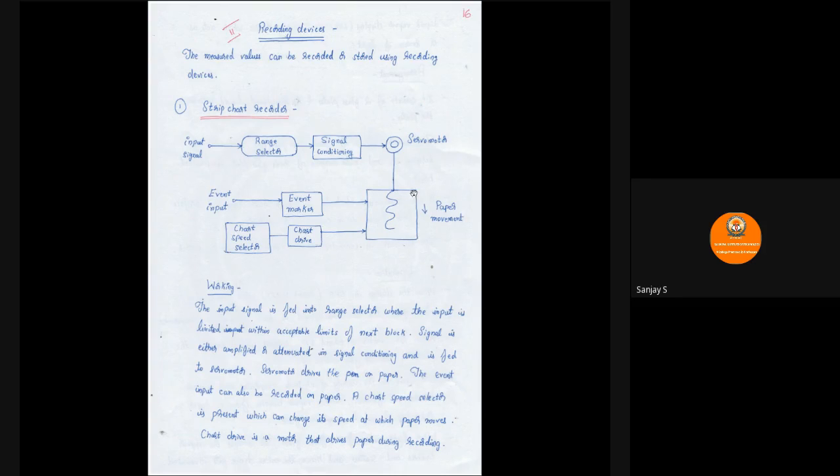Paper also tends to move. And then there is a chart speed selector and chart drive that drives the chart, that is nothing but the paper or chart will also be driven by a motor, and the speed of its movement will be controlled by chart speed selector, and then the movement of the pen will be controlled by this servo motor. So the movement of this pen will depend upon the input signal. Input signal drives the servo motor. Servo motor moves on the sheet according to the input signal.